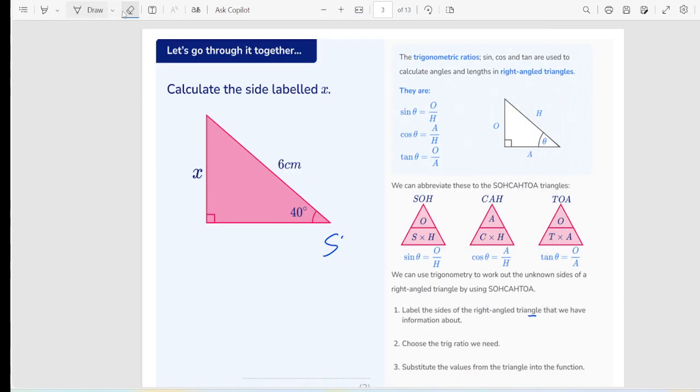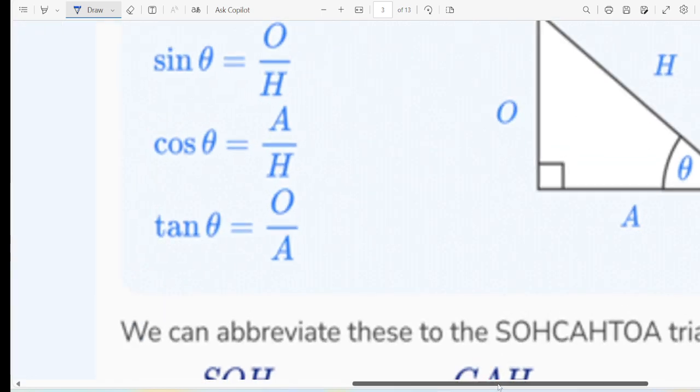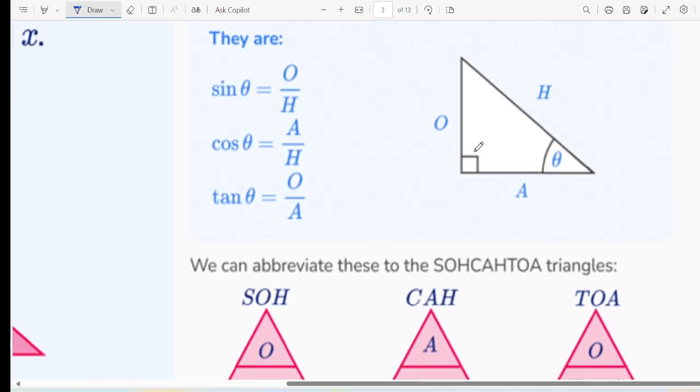Hello everyone. So today we will be learning trigonometric ratios and trigonometry for math GCSE. Trigonometry we can only apply in a right triangle. So if we have a right triangle like you can see here, this is the right angle, right?